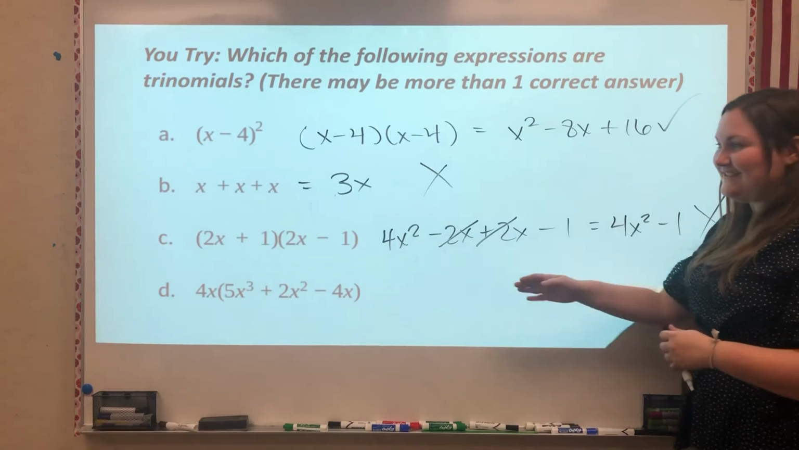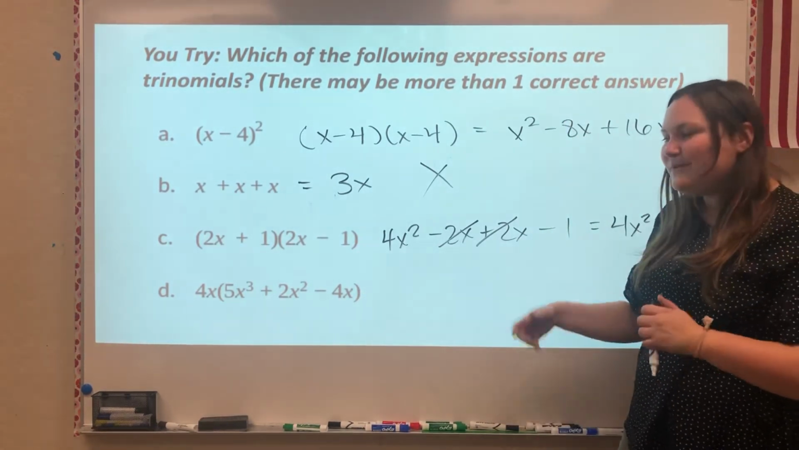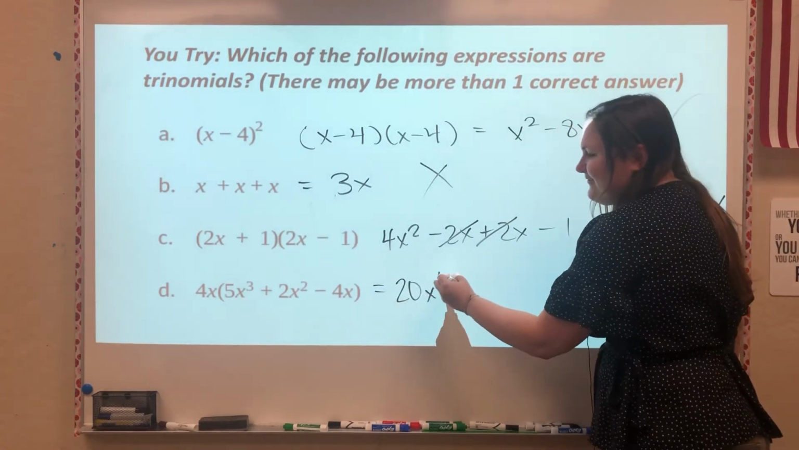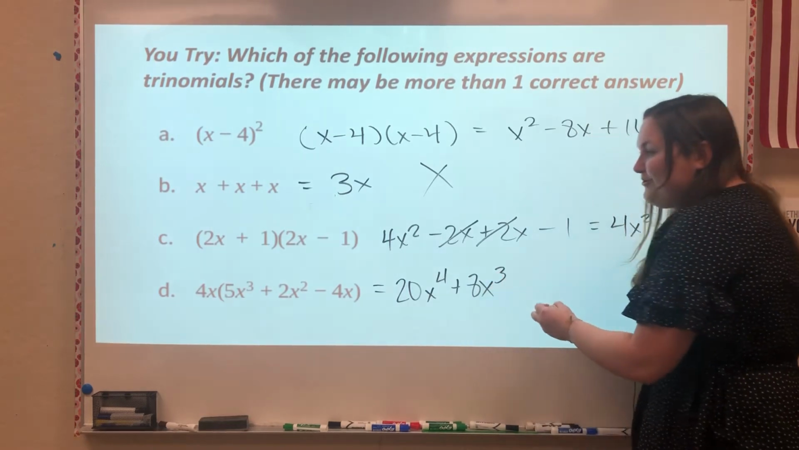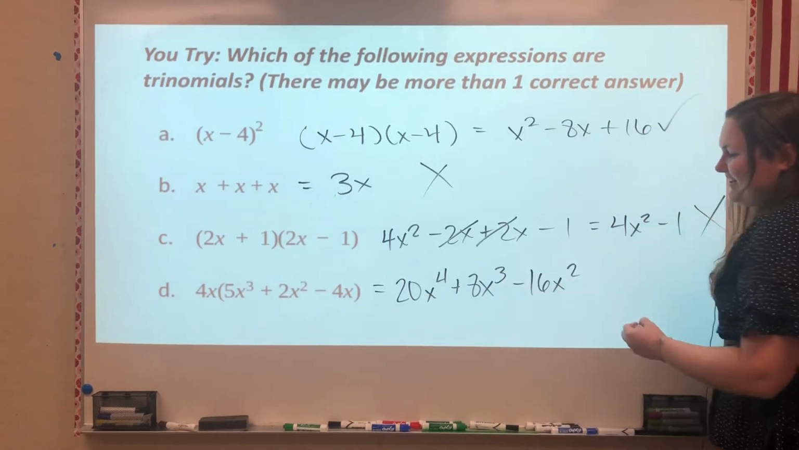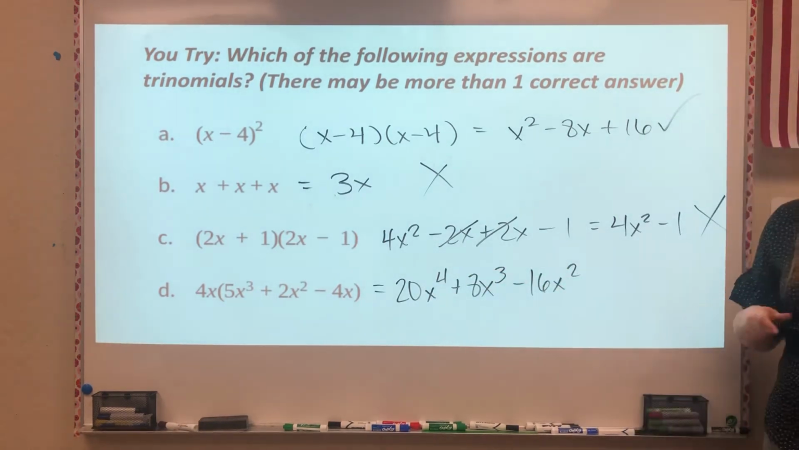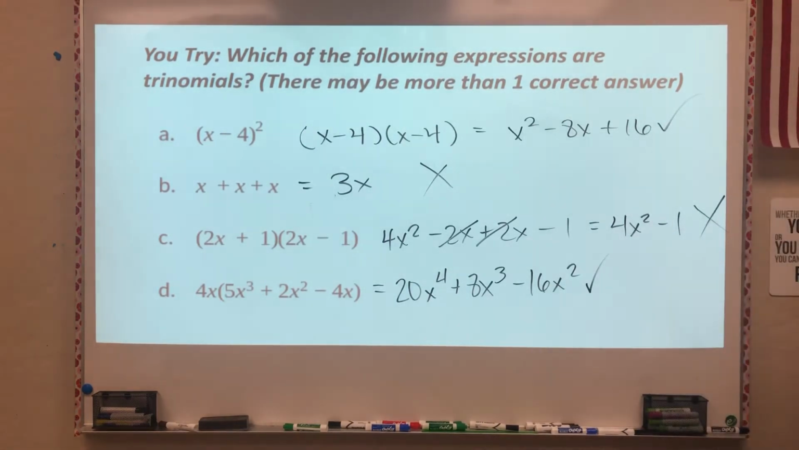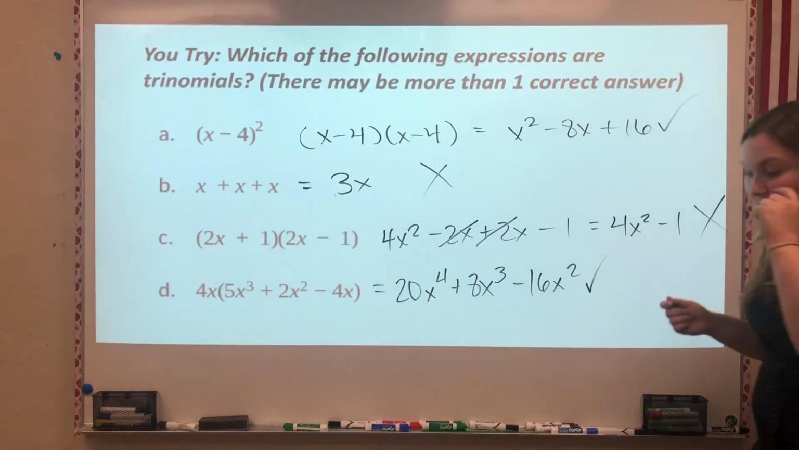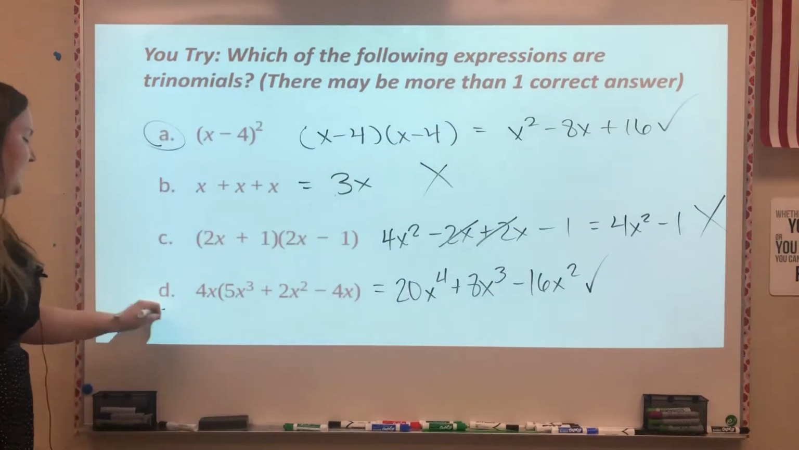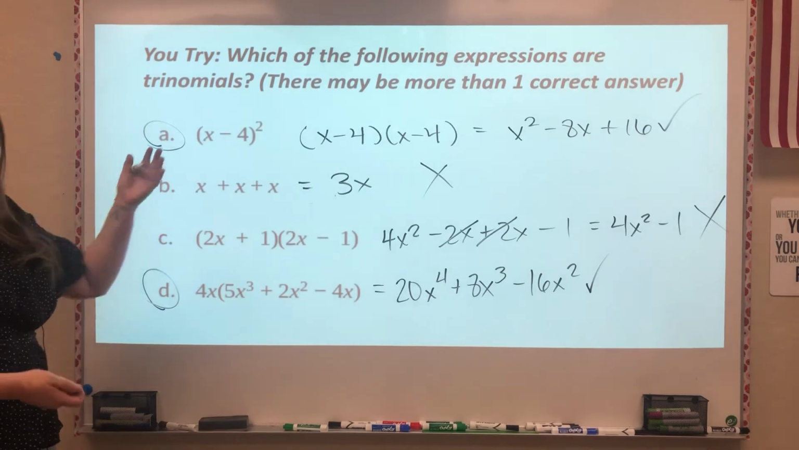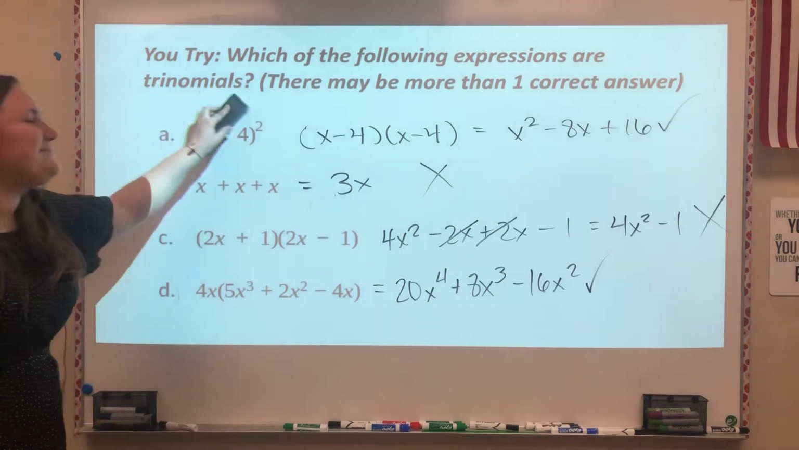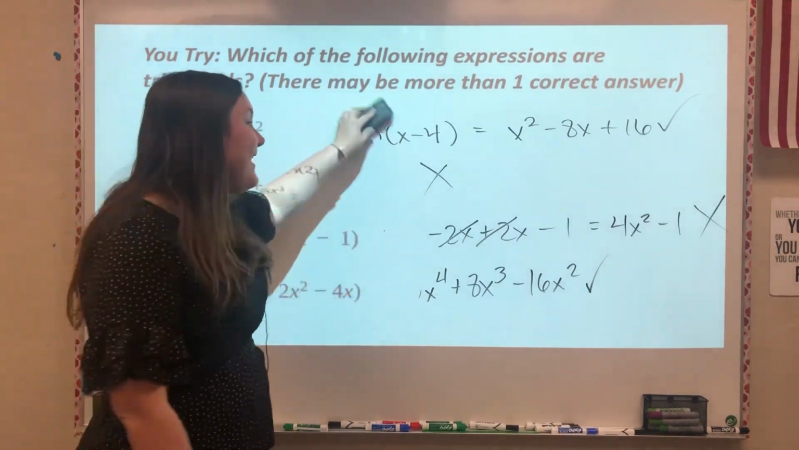I'm very tempted to say this last one because I told you there's more than one, but we should do the math too. When you do the math, you're going to get 20x to the 4th power plus 8x cubed minus 16x squared. There's nothing to combine because all those exponents are different. And look, there is 1, 2, 3 terms. So that was our other trinomial. So to answer this question, which of the following are trinomials? We would have said option A and option D. I love this question. Look how much math you get to do to answer the question. So fun, right? All of these problems here, we're practicing multiplying polynomials.